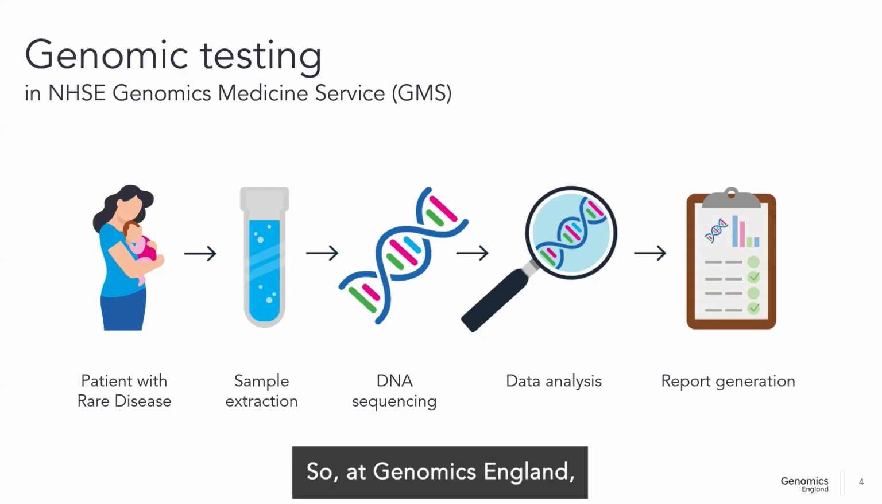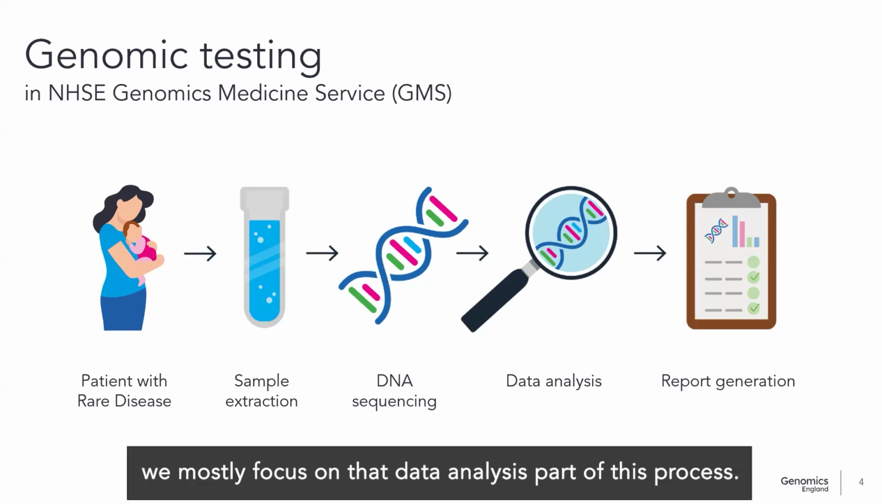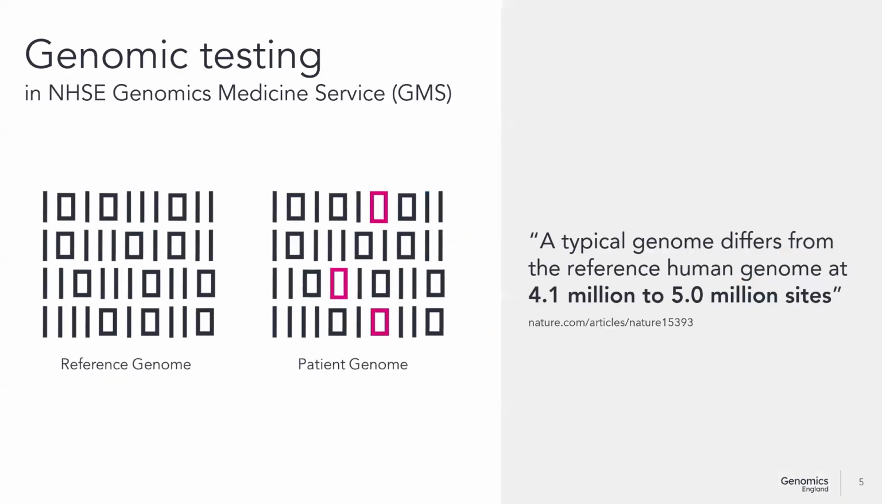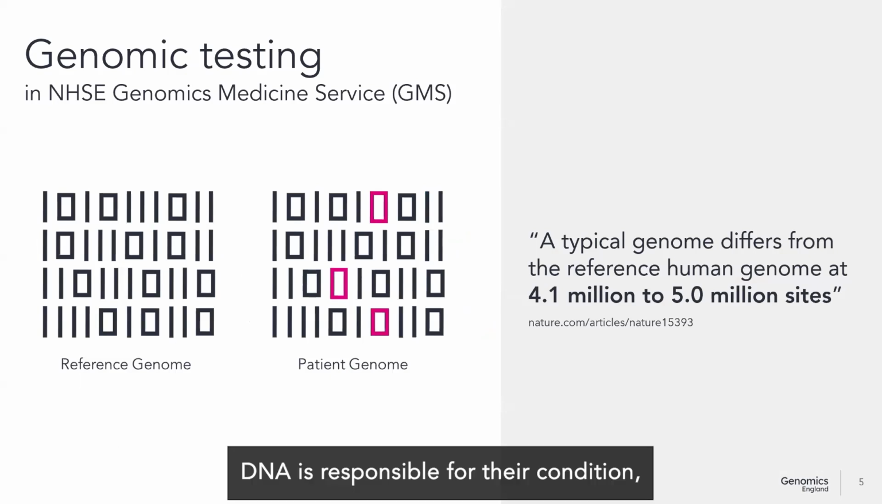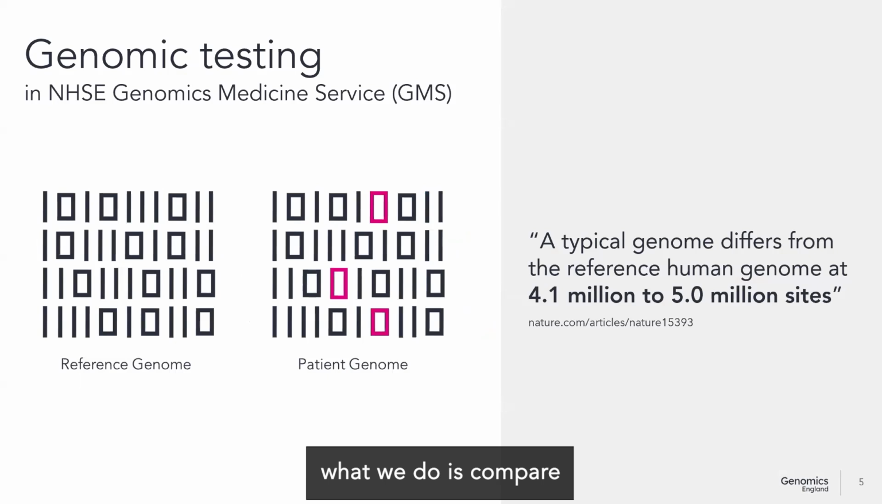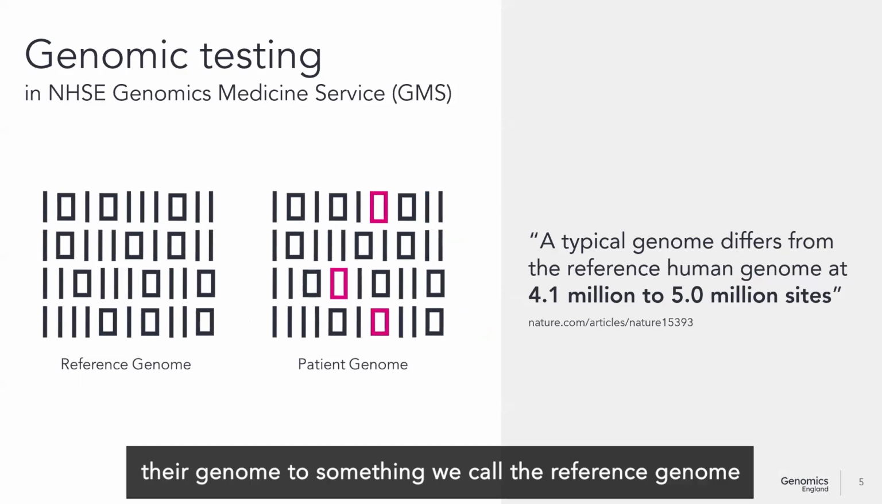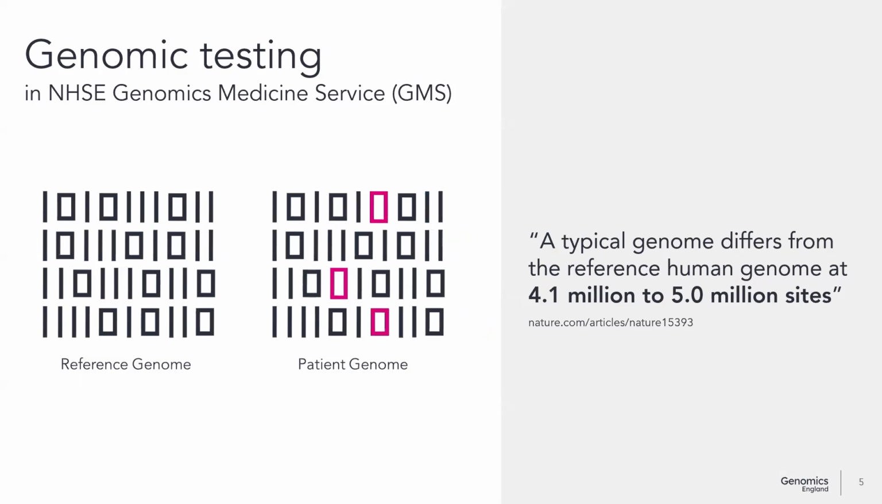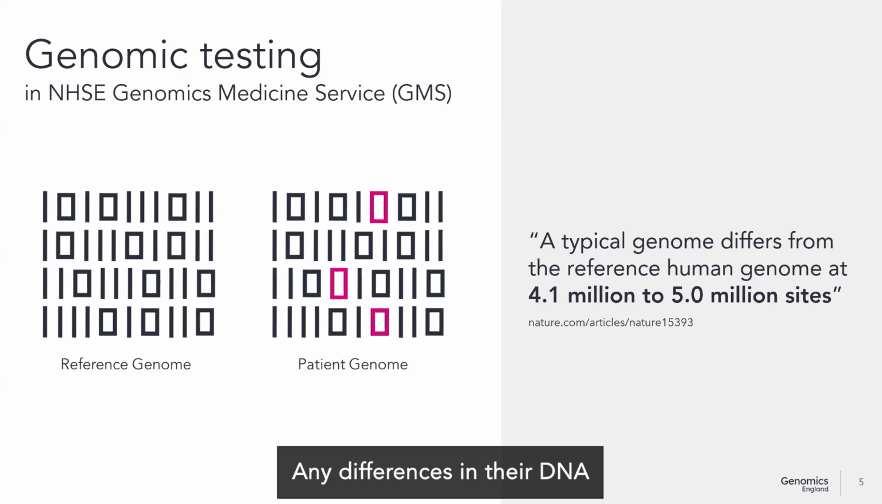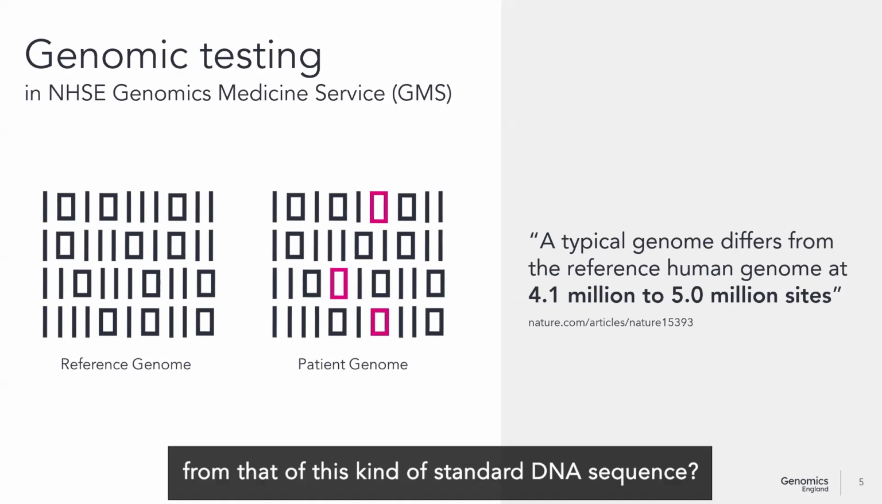So at Genomics England, we mostly focus on that data analysis part of this process. In order to determine whether a change in that patient's DNA is responsible for their condition, what we do is compare their genome to something we call the reference genome to pick out any differences in their DNA from that of this standard DNA sequence.